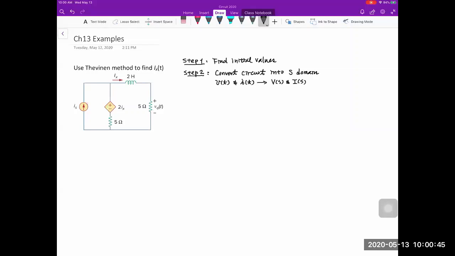Another thing you have to convert is the inductor. If you have an inductor, that will become sL. If you have a capacitor, then this will be 1 over Cs. If you have a resistor, it's simply the same value. But for the inductor and capacitor, you might have an initial value, so you might need to add an initial value as well.